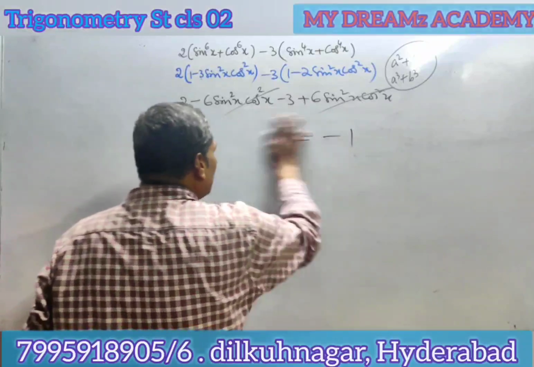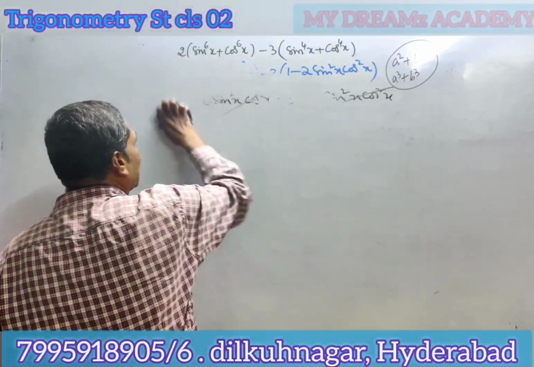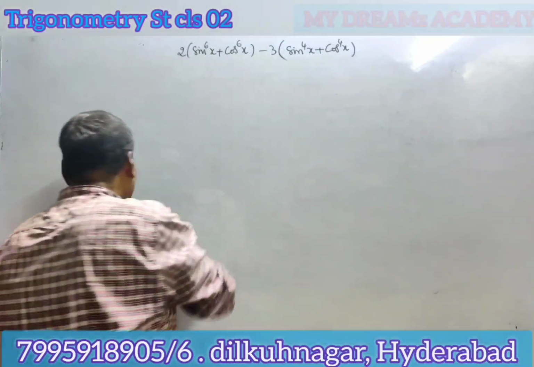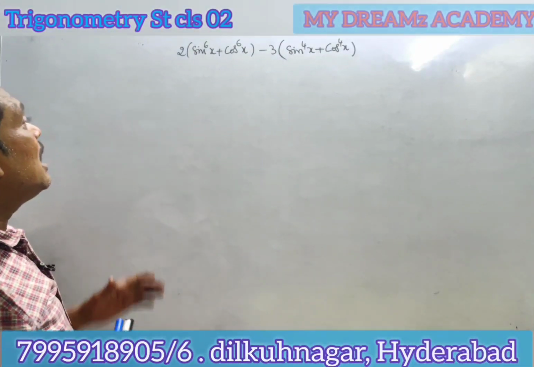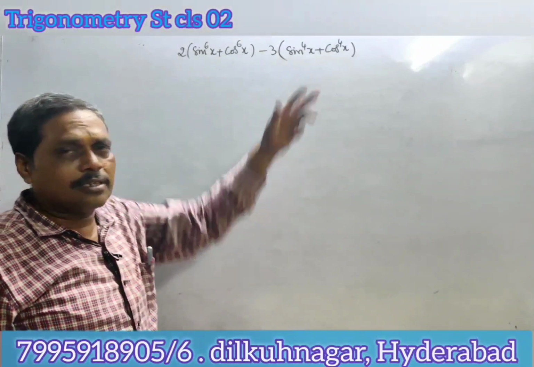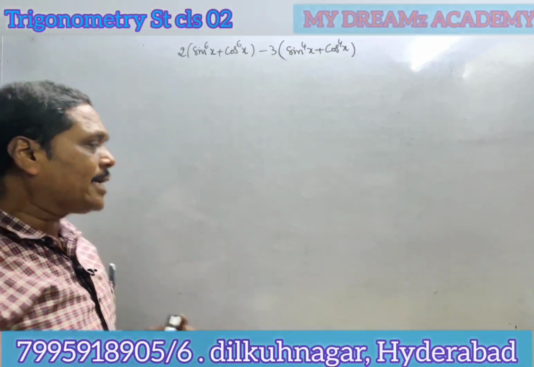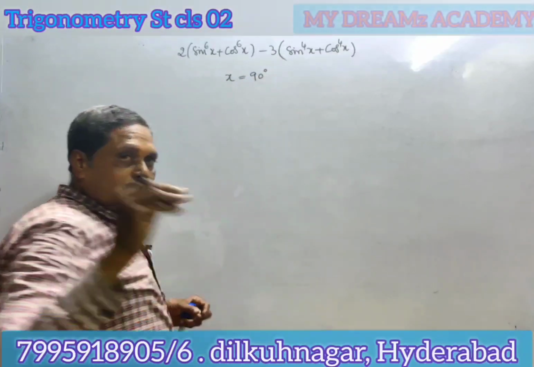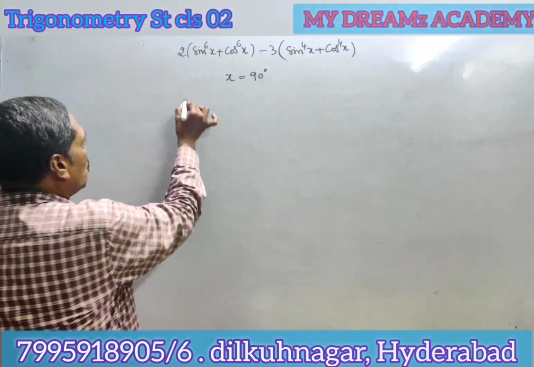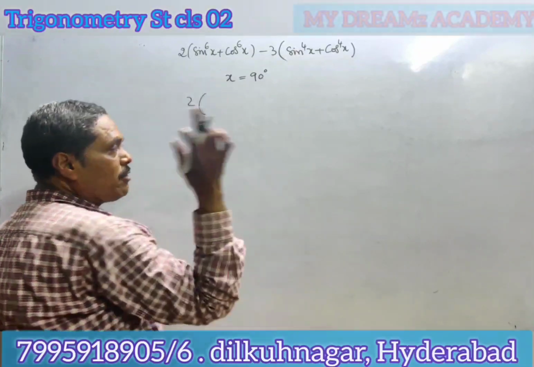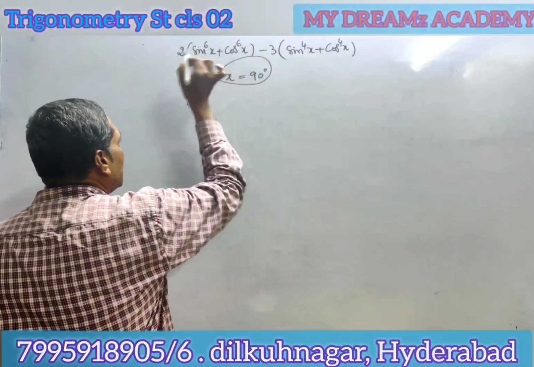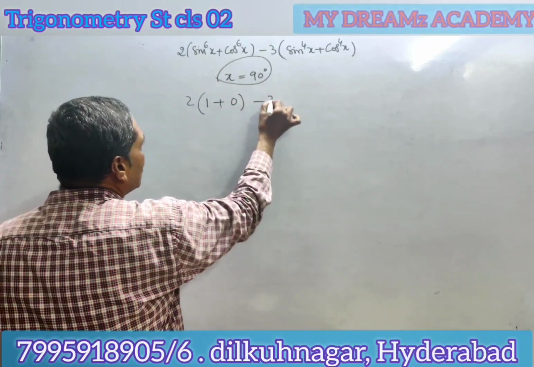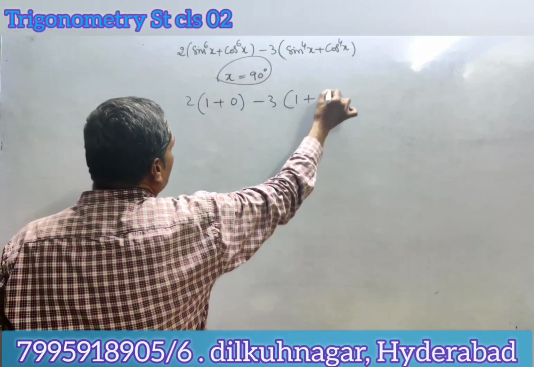So I am using one simple method which is called the substitution method in trigonometry. I can use the substitution method, which means I can substitute any angle for this. X can be any angle. Suppose x is equal to 90 degrees. Sine 90 is 1, cos 90 is 0.